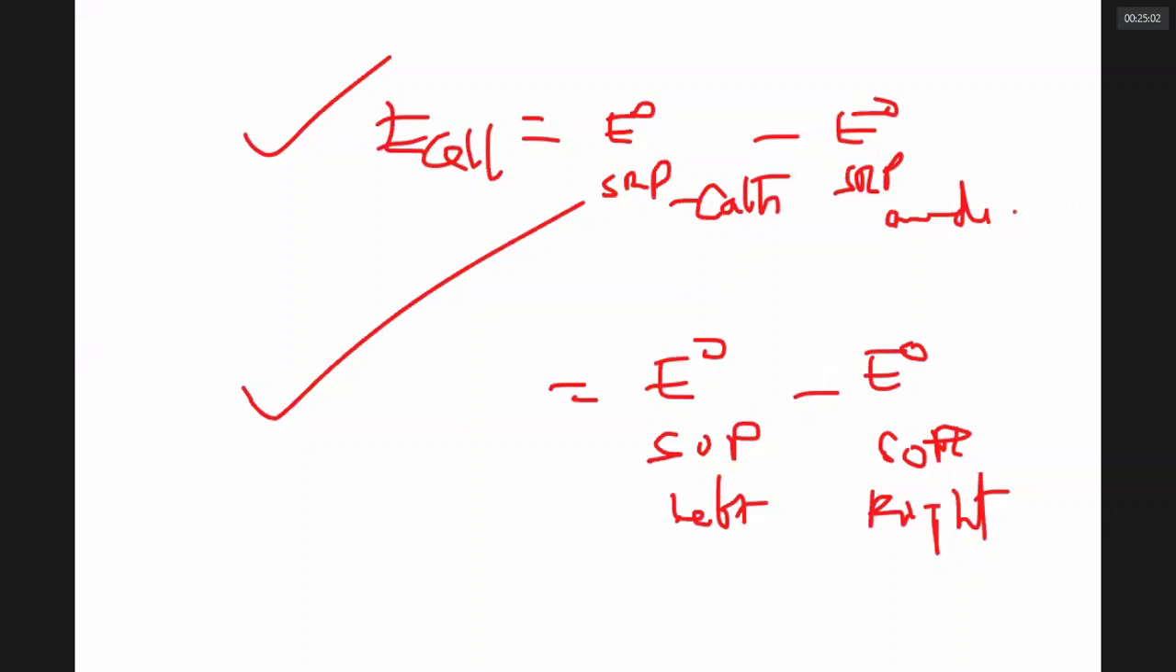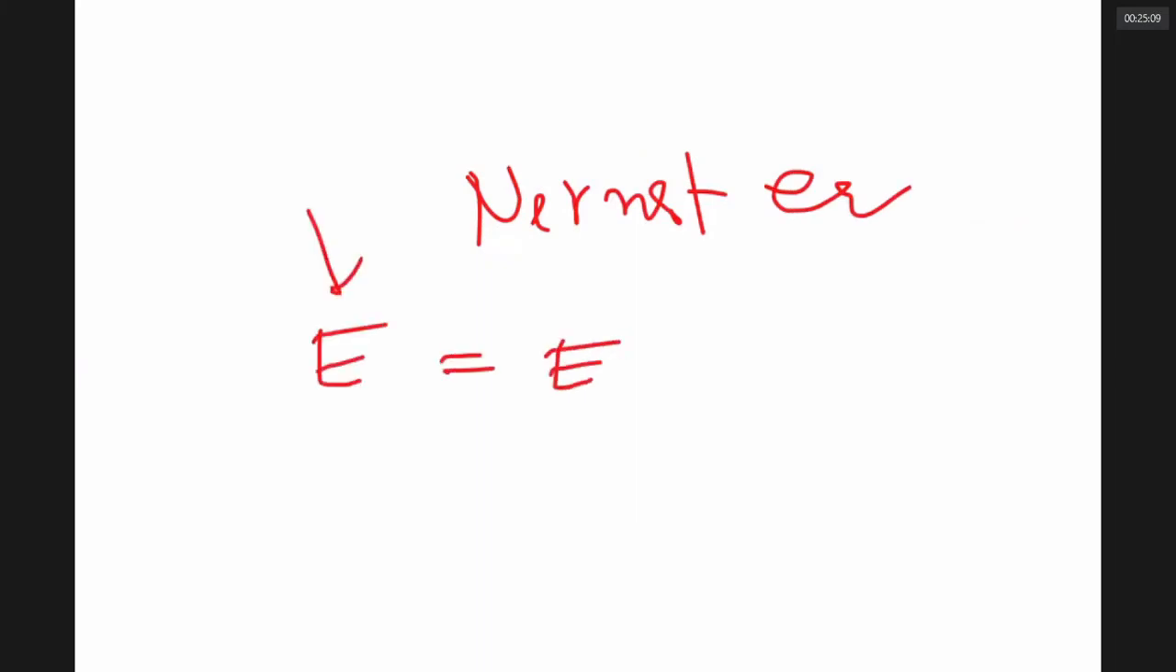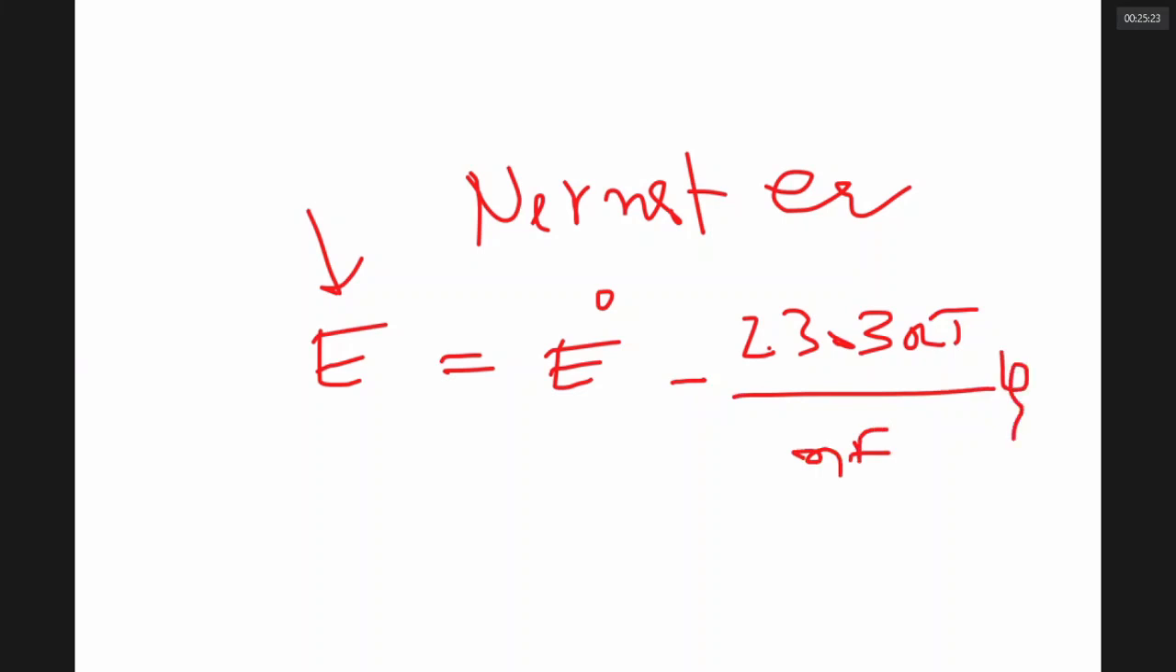So we talked about the Nernst equation. What is the Nernst equation? It is a thermodynamic relation given to find the electrode potential when the standard electrode potential undergoes a change due to a change in concentration of product ions by reactant ions.